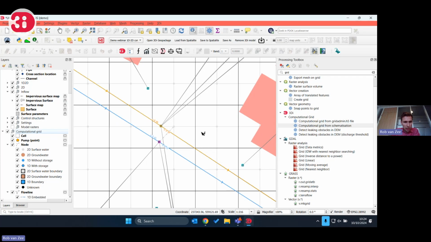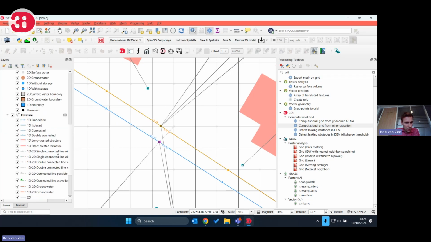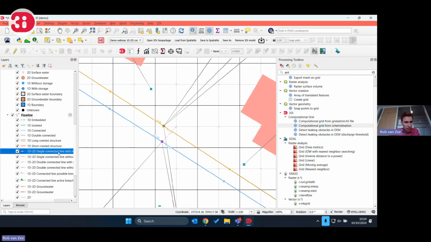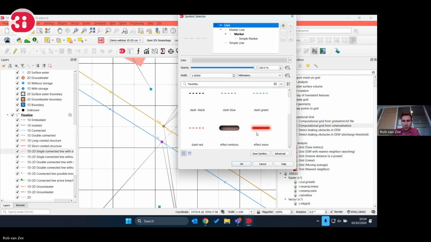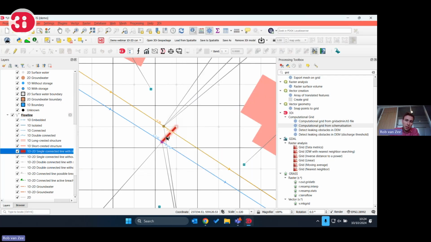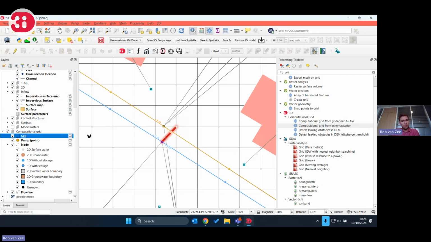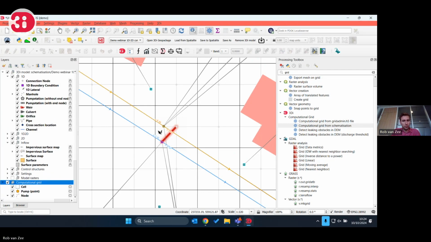And these lines, the dotted lines, I can also style them a bit different. Let's see, single dotted line. We'll make them neon. So these are the 1D, 2D couplings we made. And here you can see this connected manhole is connected to the 2D grid, but this isolated manhole isn't, because here is no connection. And that's really important for this one, because what we can do is we can change, for example, this manhole into a connected manhole.